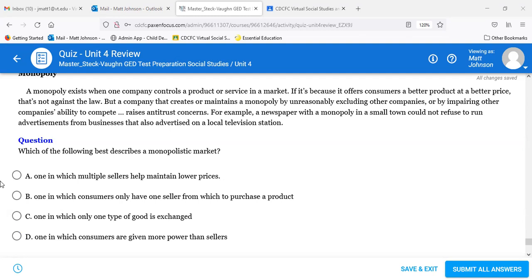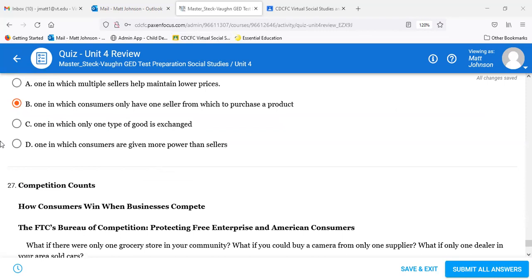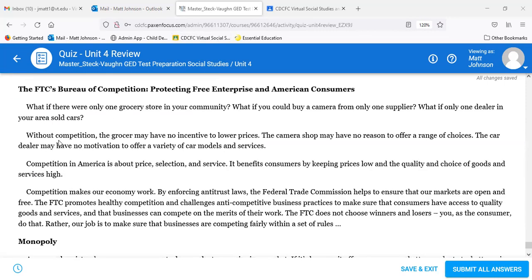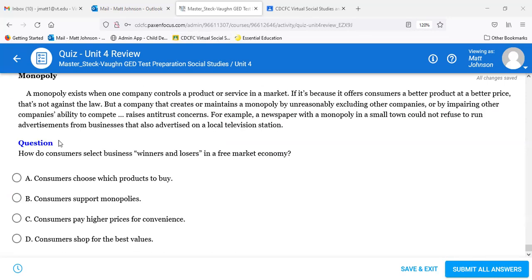B. Yeah, one in which consumers only have one seller from which to purchase, right? That's a monopoly. We've talked about prefixes and roots of words, mono meaning one. So only one business that's supplying that product or service. B is in, and then 27. Last question for our review. Let's go to Tracy for 27.